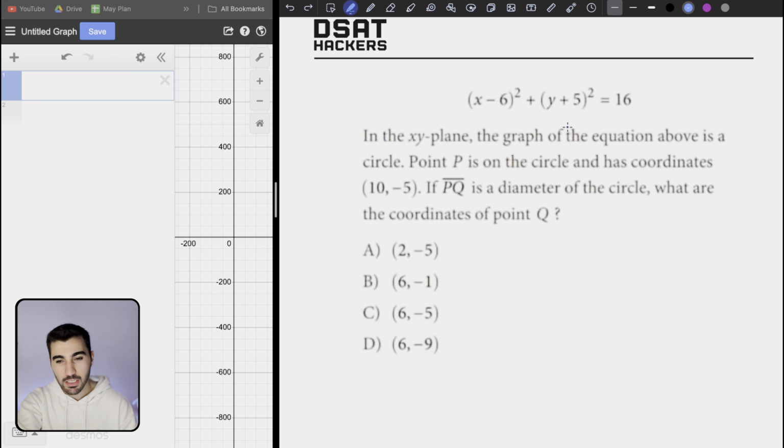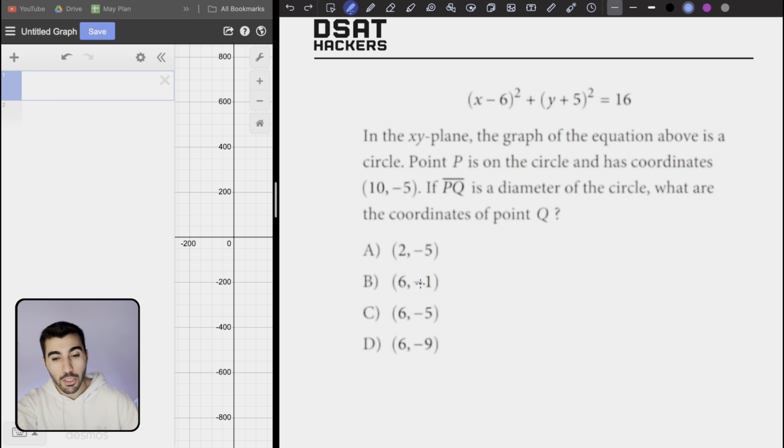In the xy plane, the graph of the equation above is a circle. Point P is on the circle and has coordinates of this. If PQ is the diameter of the circle, what are the coordinates of point Q? So this equation gives us a circle. The center of the circle is, by just looking at the equation, we can say that the center is 6, -5, and the radius is 4. So this point P is on the circle, and PQ is the diameter. So we want to find the other end of the diameter.